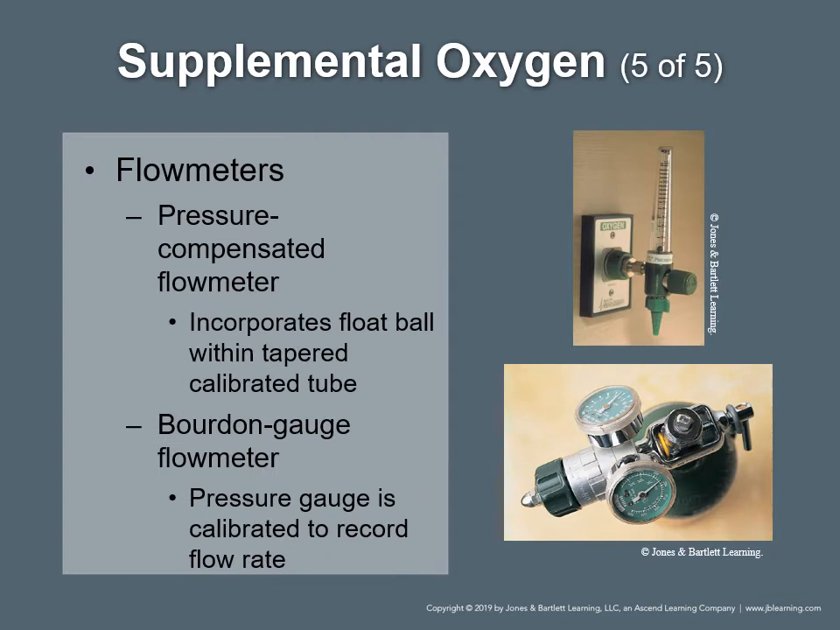Flow meters are permanently attached to pressure regulators on emergency medical equipment. Two types are commonly used. The pressure compensated flow meter has a float ball within a tapered calibrated tube. The float rises or falls according to the gas flow within the tube. It is affected by gravity. A Bourdon gauge flow meter is not affected by gravity. The pressure gauge is calibrated to record the flow rate.